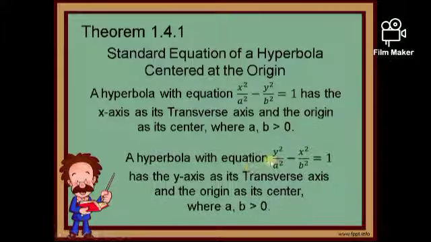Also, a hyperbola with equation y squared over a squared minus x squared over b squared equals 1 has the y-axis as its transverse axis and the origin as its center, where again, a and b are greater than 0. Kung mapapansin, sir, magkamukha lang naman yan. Hindi yan magkamukha, no? Tingnan natin itong mabuti. X squared yung positive. Dito, y squared yung positive. Now, kung mapapansin, yung value ng a and b hindi nagbago.